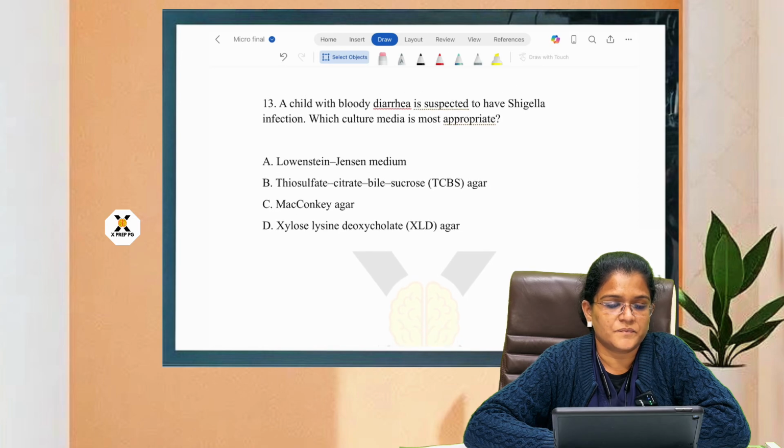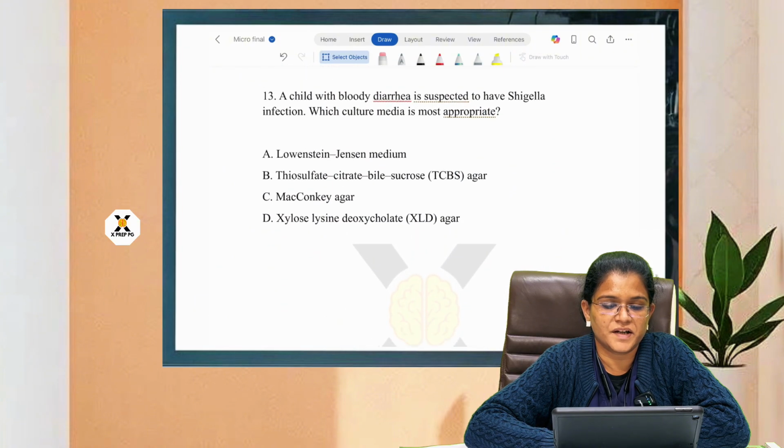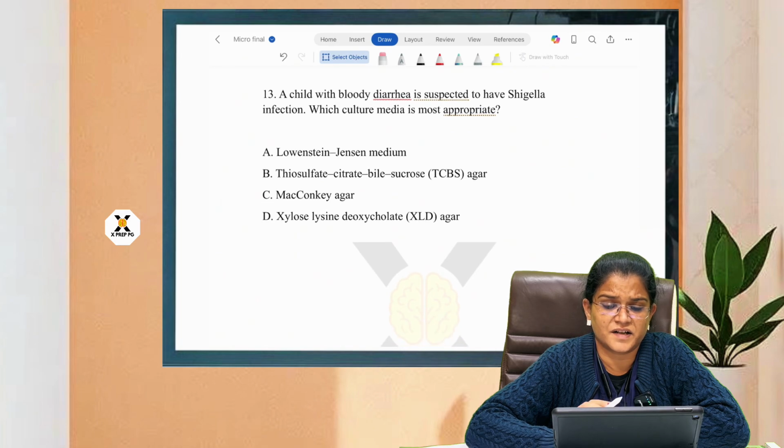Question number 13. A child with bloody diarrhea is suspected to have Shigella infection. Which culture media is most appropriate? This is again from the selective media. So the selective medium for Shigella is xylose lysine deoxycholate agar. The other media used are selective for other organisms, but Shigella typically grows on XLD agar.